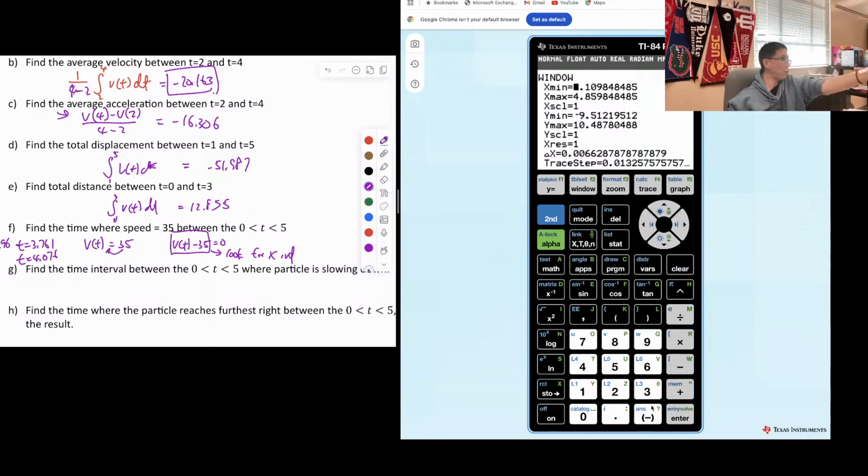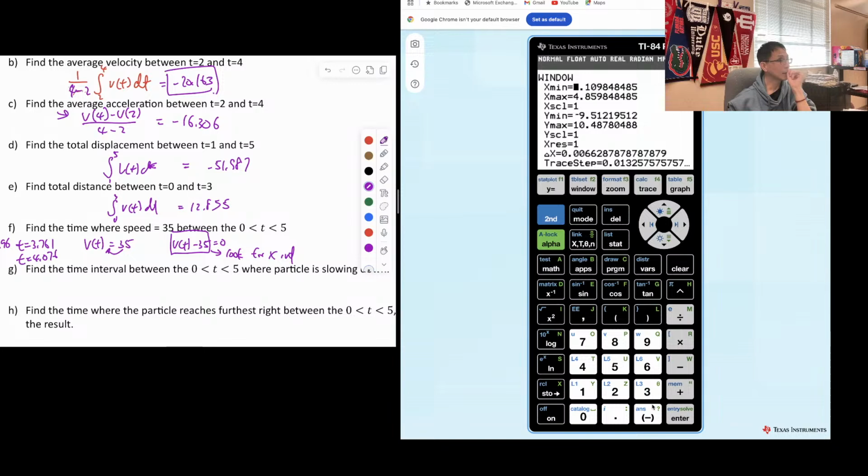If I drive forward, it's positive. If I drive forward 20 miles per hour, that's positive 20 velocity. If I drive backward, it's negative 20 miles per hour velocity. But in terms of speed, it doesn't matter which direction I'm driving, so it's the absolute value of that. So that's why you need the absolute value of v(t).